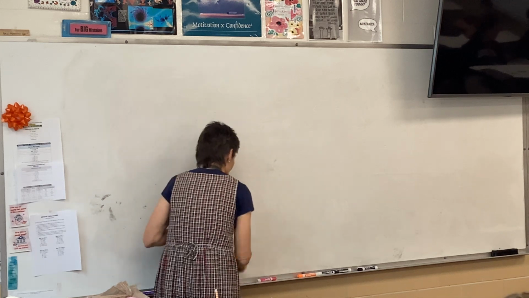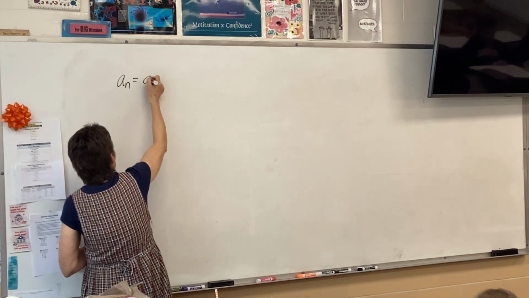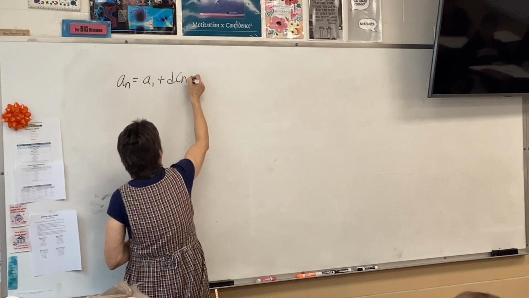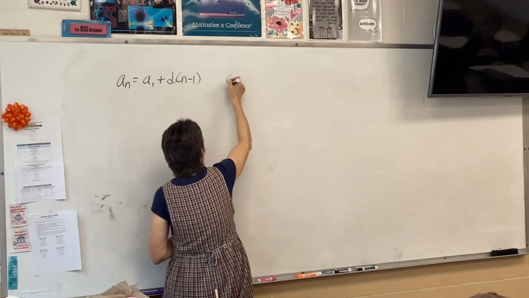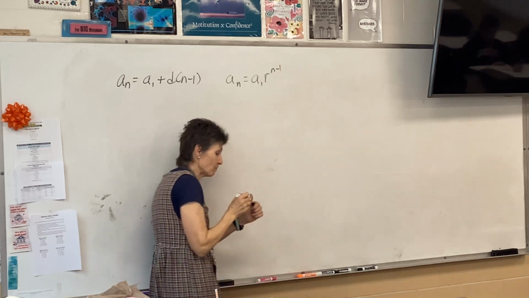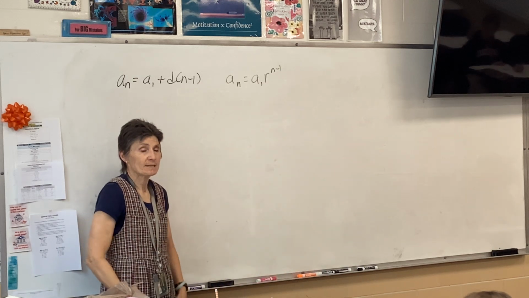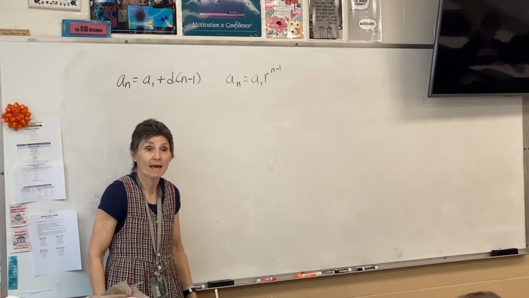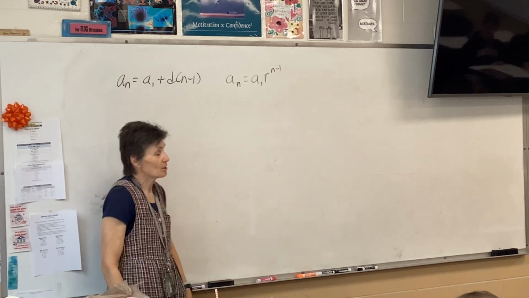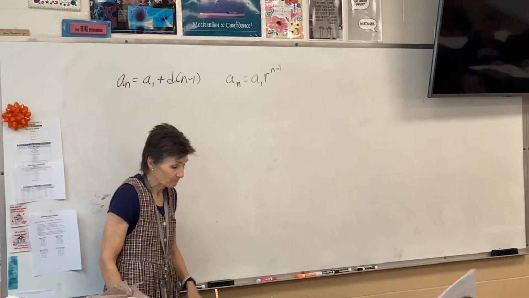Yesterday, we talked about two types of sequences, and we had a couple of formulas. That one was for arithmetic, and this one was for geometric. Remember that from yesterday? The difference is, in an arithmetic sequence, we get from term to term by adding the same number. In geometric, we get from term to term by multiplying by the same number.